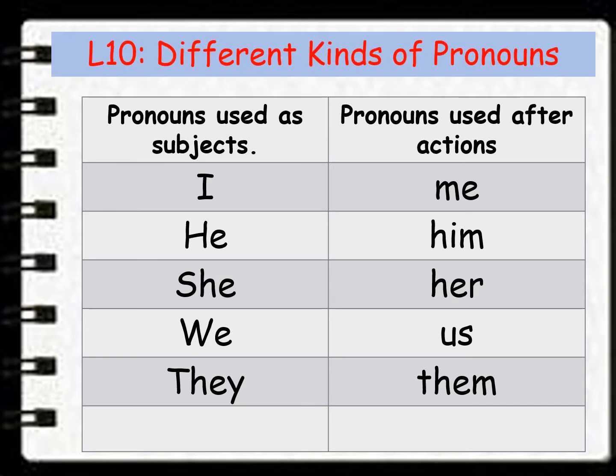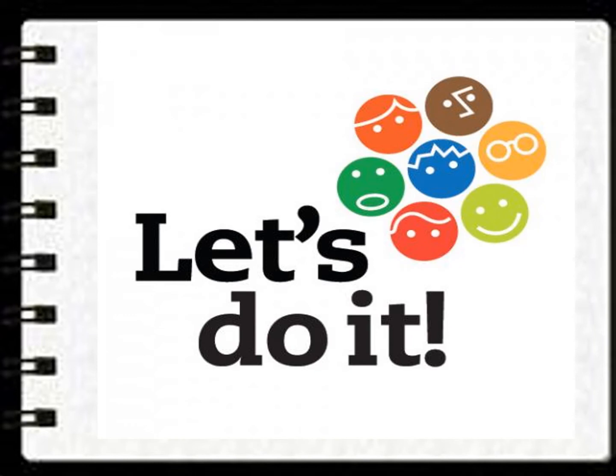Different kinds of pronouns. We have pronouns used as subjects. You should remember this, children. Pronouns used as subjects or in the beginning of our sentence. These are I, he, she, we, they. And we have pronouns used after actions. After actions like me, him, her, us, and them. Let's do it.